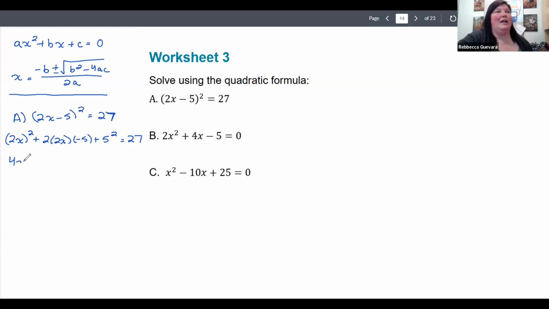So we have 4x squared minus 20x plus 25 equals 27. So if I subtract the 27 from both sides, now I'm going to have 4x squared minus 20x minus 2 equals 0.